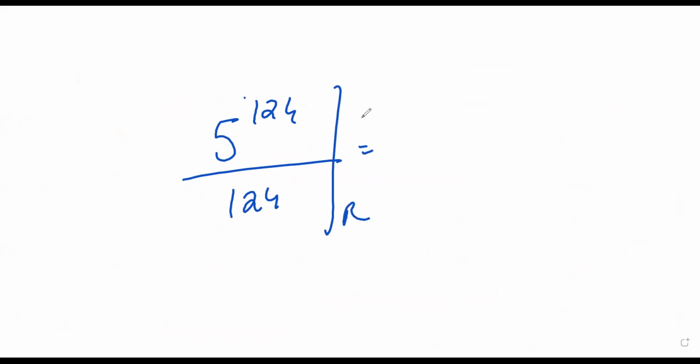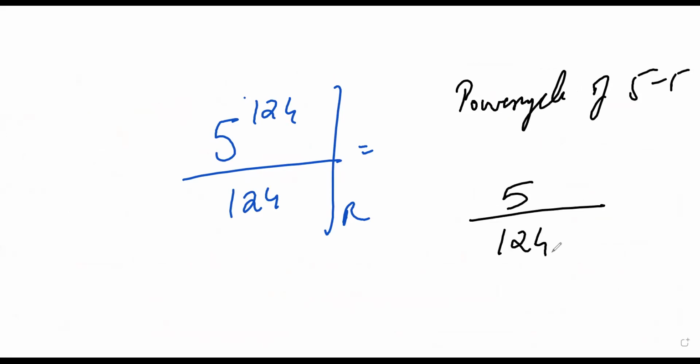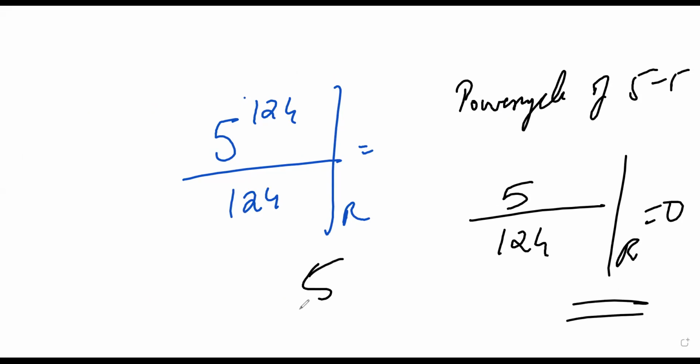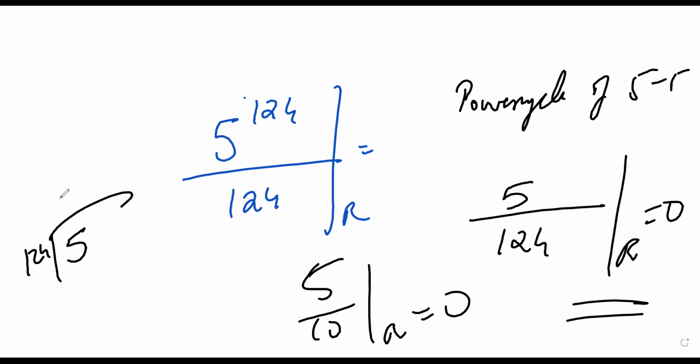I can directly get the answer 0 because the first thing I have to find is the power cycle. What is the power cycle of 5? 5 itself. So 5 by 124, what is the remainder? 0. That's it. If it is 5 by 10, what is the remainder? 0. Suppose you don't know the remainder, for example 5 by 124: how many times does 124 go into 5? 0 times. Correct. So I'll get 5 itself.